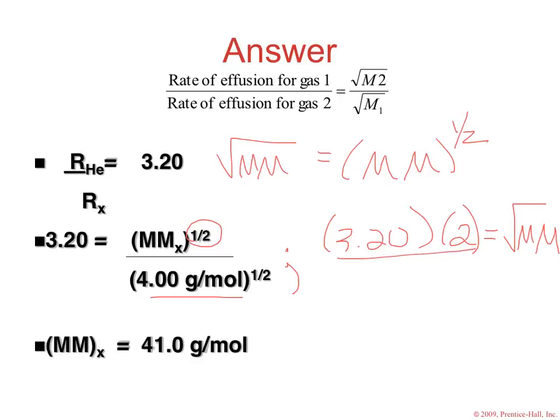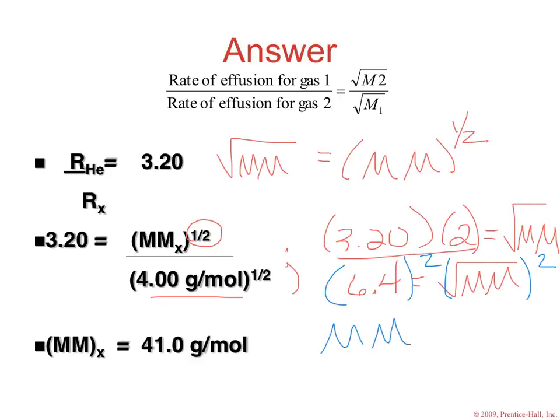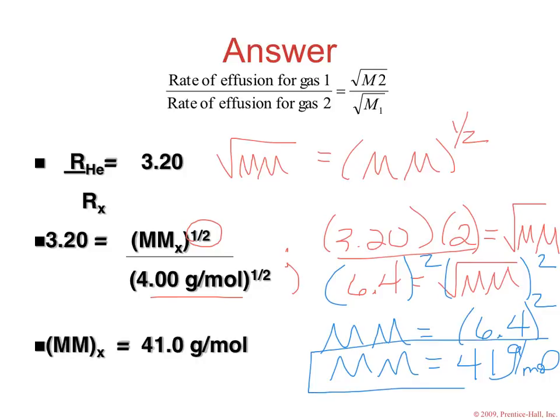Alright, so now simplifying this, 6.4 equals the square root of the molar mass of the unknown gas. How do I get rid of this square root sign? I do it by squaring both sides. That tells me that my unknown molar mass is equal to 6.4 squared. 6.4 squared is 41 grams per mole. That is the molar mass of the unknown gas.